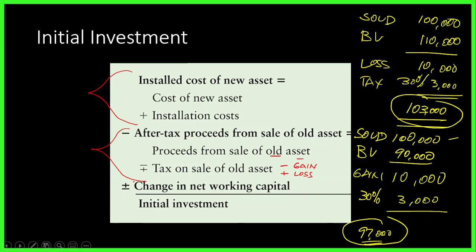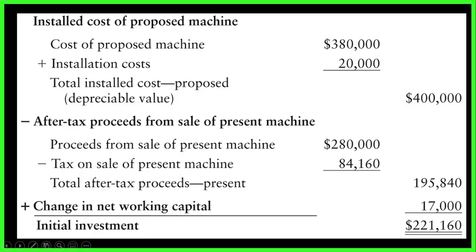That's the initial investment. Now, here's an example. Let's say you bought equipment amounting to 380,000, but to install that, you have to prepare the area, cement it, install new wiring, and transport it, and it cost you 20,000 pesos. So your installed cost for the proposed machine is now 400,000.